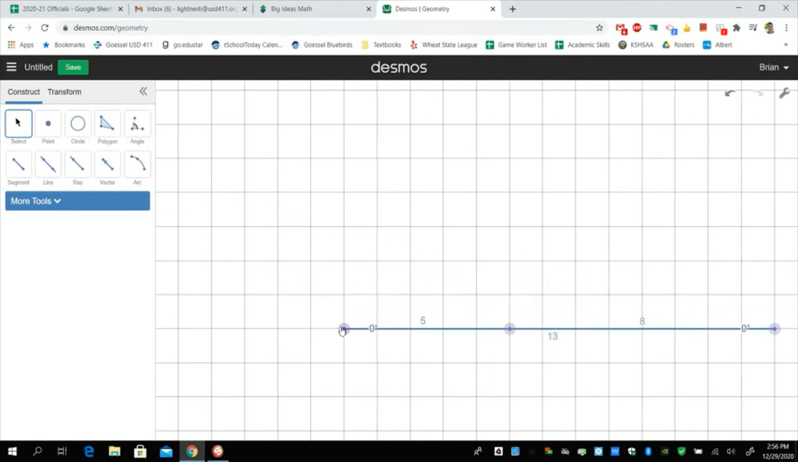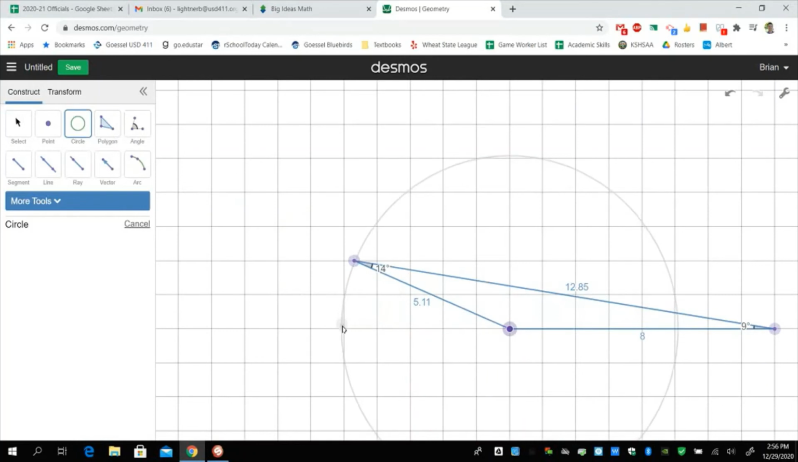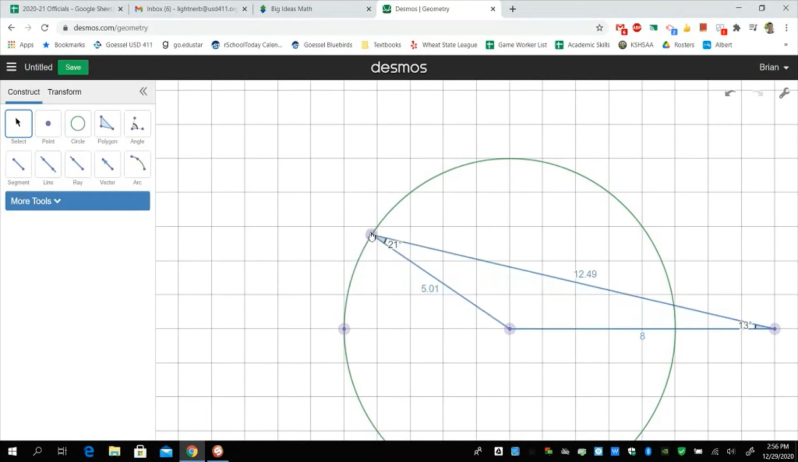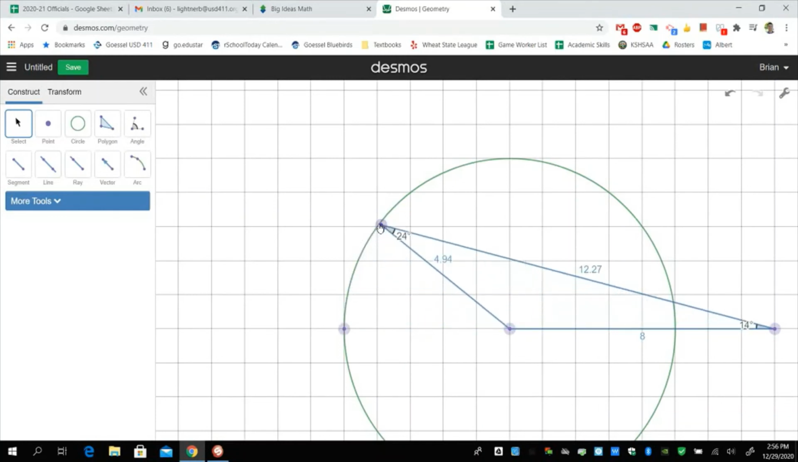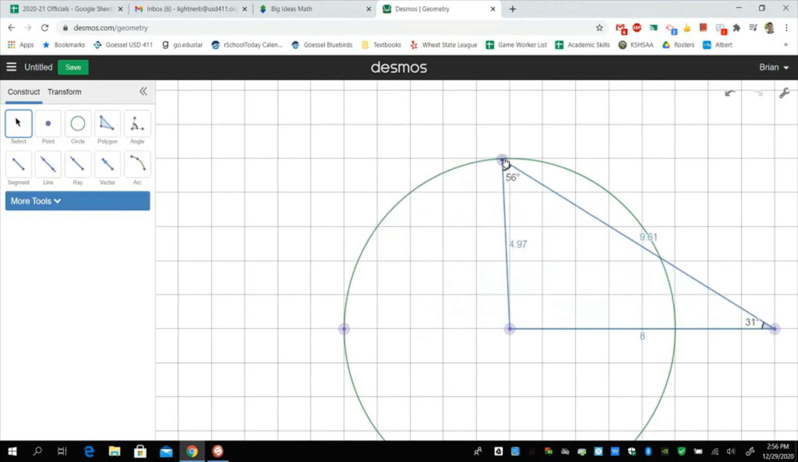Okay, so if I make this a line, there's 5. 5 and 8, that equals 13. So if I want a triangle, if I want to keep it at 5 or close to it, you see that third side is always going to be less than 13. So it's less than 13, less than 13, less than 13.